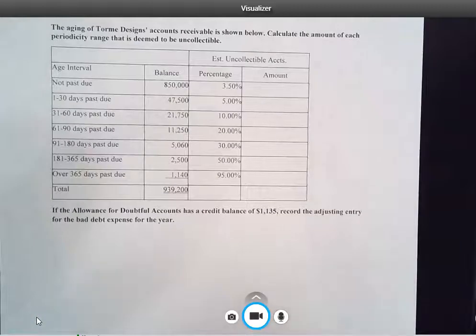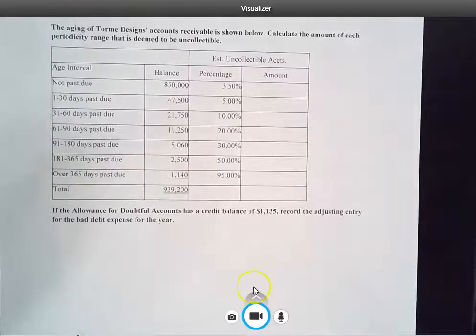Okay, so what we have here, let's just read what it says. It says the aging of Torme Designs accounts receivable is shown below. Calculate the amounts of each periodicity range that is deemed to be uncollectible. And then if we look down here at the bottom, it says if the allowance for doubtful accounts has a credit balance of $1,135, record the adjusting entry for the bad debt expense for the year.